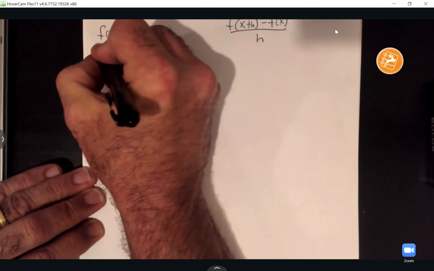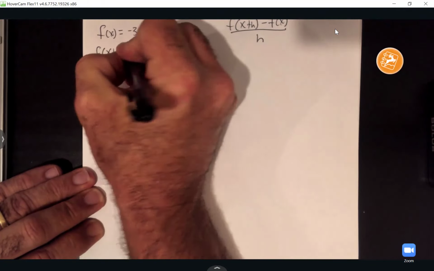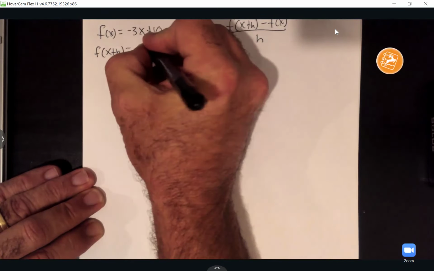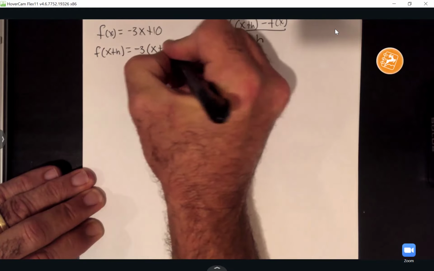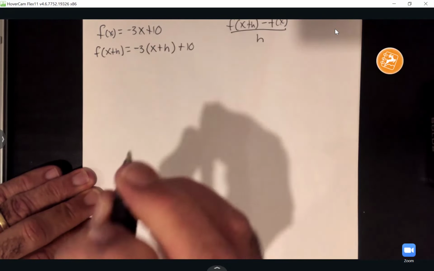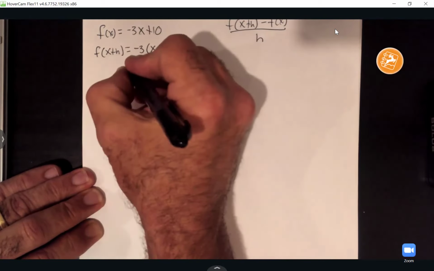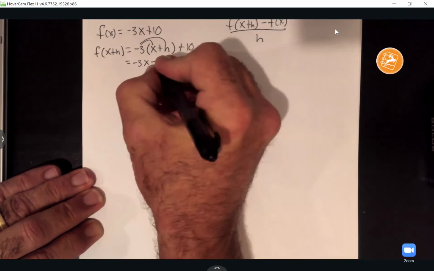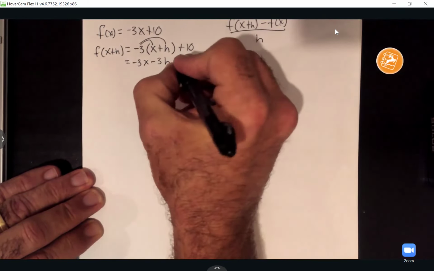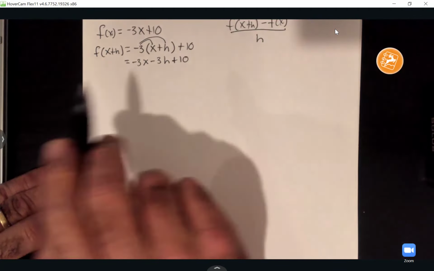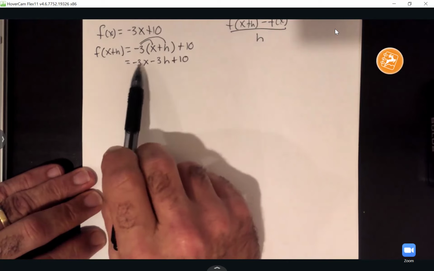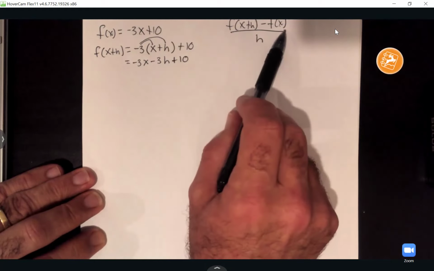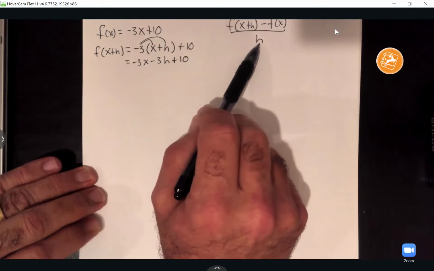So the first thing you got to find, f of x plus h. So I'm going to put an x plus h in for that x. So I got -3 times x plus h plus my 10. So distribute the -3. So I get -3x, -3h, and then at the end is still my +10. And y'all, guess what? No like terms, so we cannot simplify that. So that's going to be the f of x plus h. F of x they gave us, and the bottom is always h.